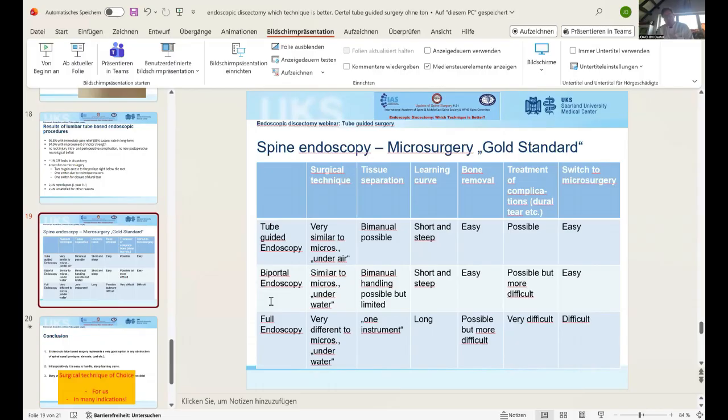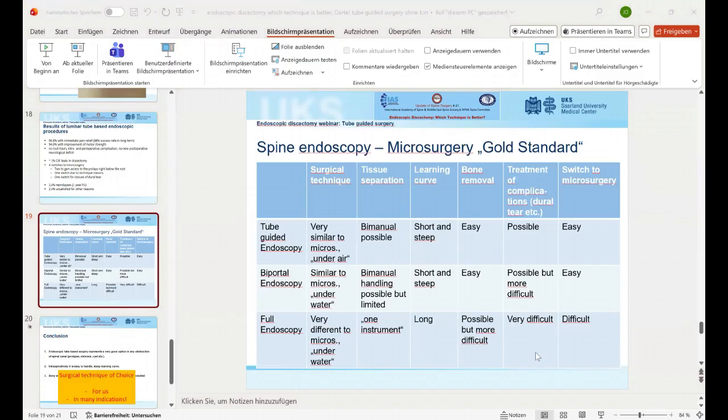Full endoscopy is very different. With full endoscopy, we have not the counter-traction possibility to separate the tissues. So I think the learning curve is long. Bone removal is possible, but you would never think, in my opinion, about a full endoscopic approach to a 3-level lumbar canal stenosis. At least not in my hands. This is not what I expect because this is very time consuming.